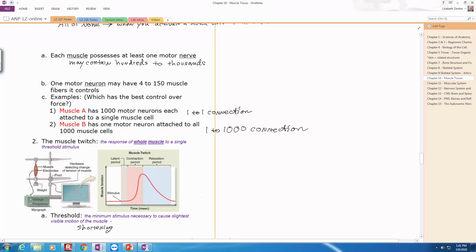Which one has better control? A would, because you have one nerve telling one muscle cell what to do. Okay? So it would be a little more finesse. You don't always want to activate all of your muscle cells all at once. Otherwise, you might get that max contraction and get more than you bargained for, like smack yourself upside the head with your coffee mug, right?